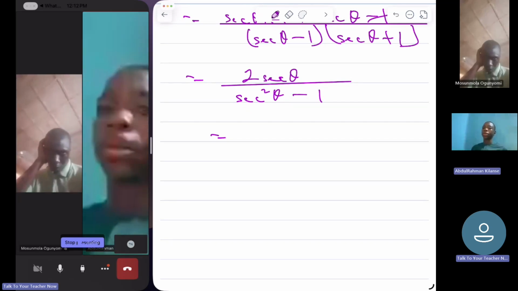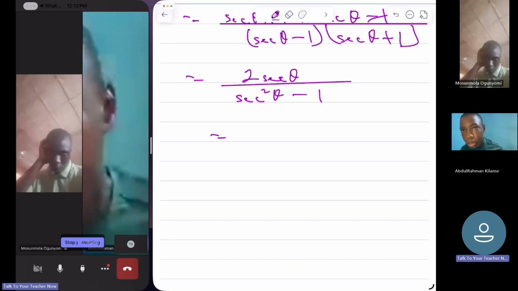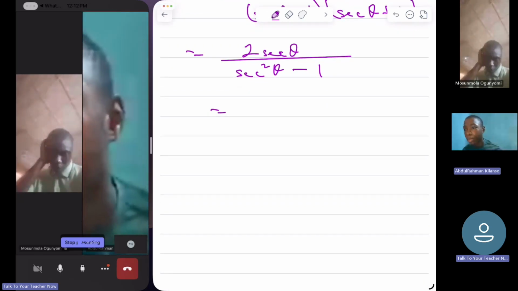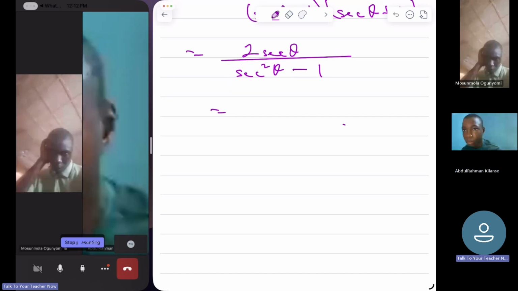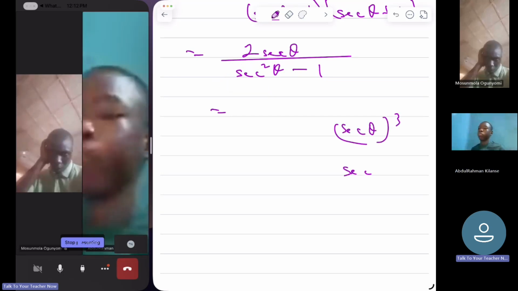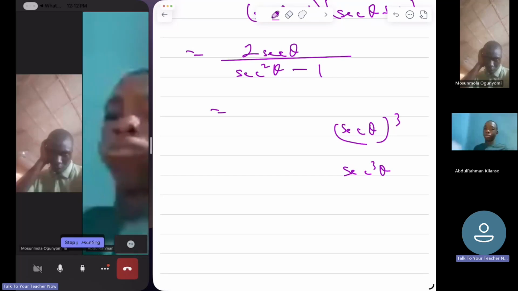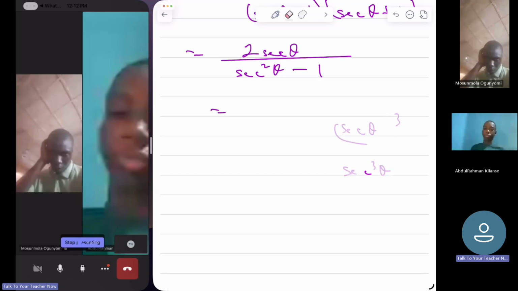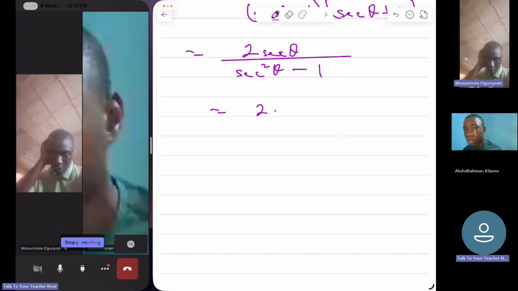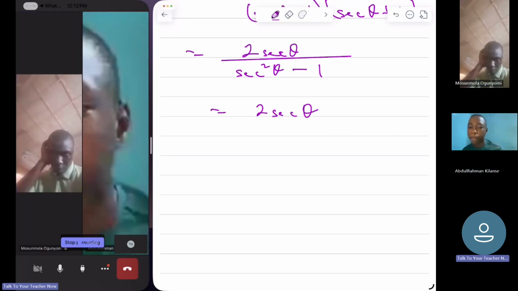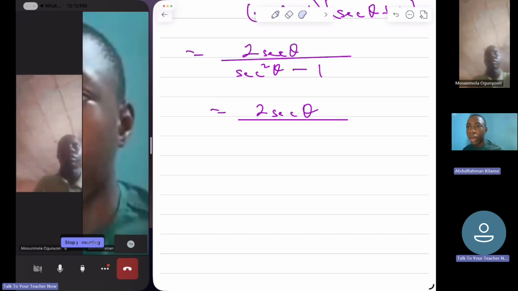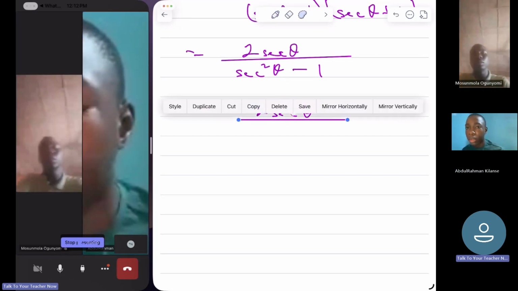But they usually write the square of a trig ratio this way. You write the square of sec theta this way. If you want to write the cube of sec theta, it is the same as sec cubed theta. Do you understand? So what does that mean? 2 sec theta over what? What does sec squared theta minus 1 represent?